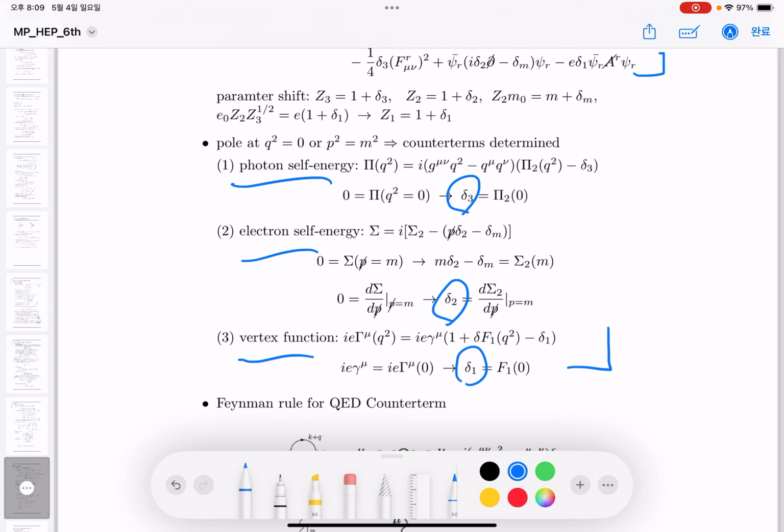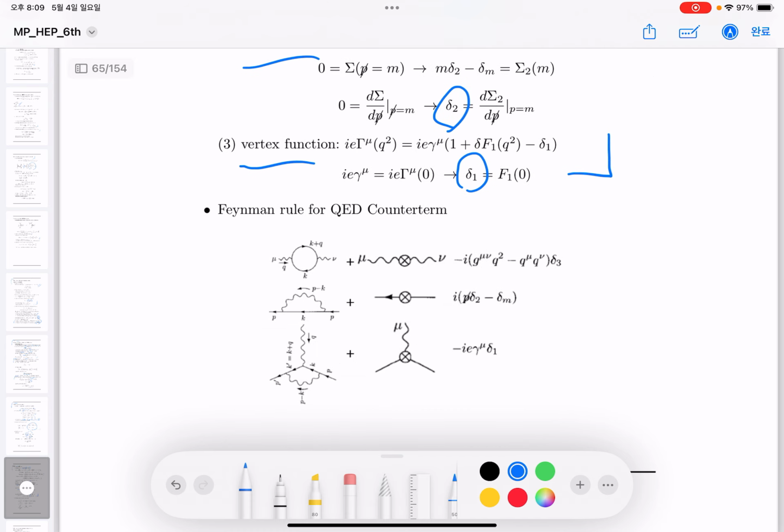So delta 1 corresponds to the electric charge, delta 2 corresponds to the electron mass, and delta 3 corresponds to the photon field renormalization in here.